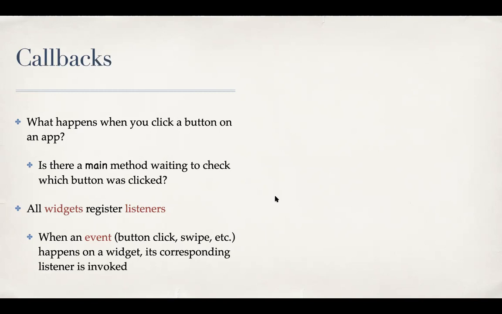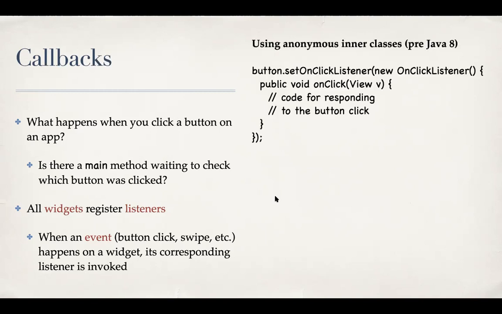Listeners are methods or functions that will be called when something happens on this widget. So when an event like a button click or a swipe or a long tap happens on a widget, its corresponding listener is invoked. And that is the key idea here. And that's very important for Android programming, because all the button clicks will be implemented using such listeners which implement the callbacks. Okay? So here's an example.